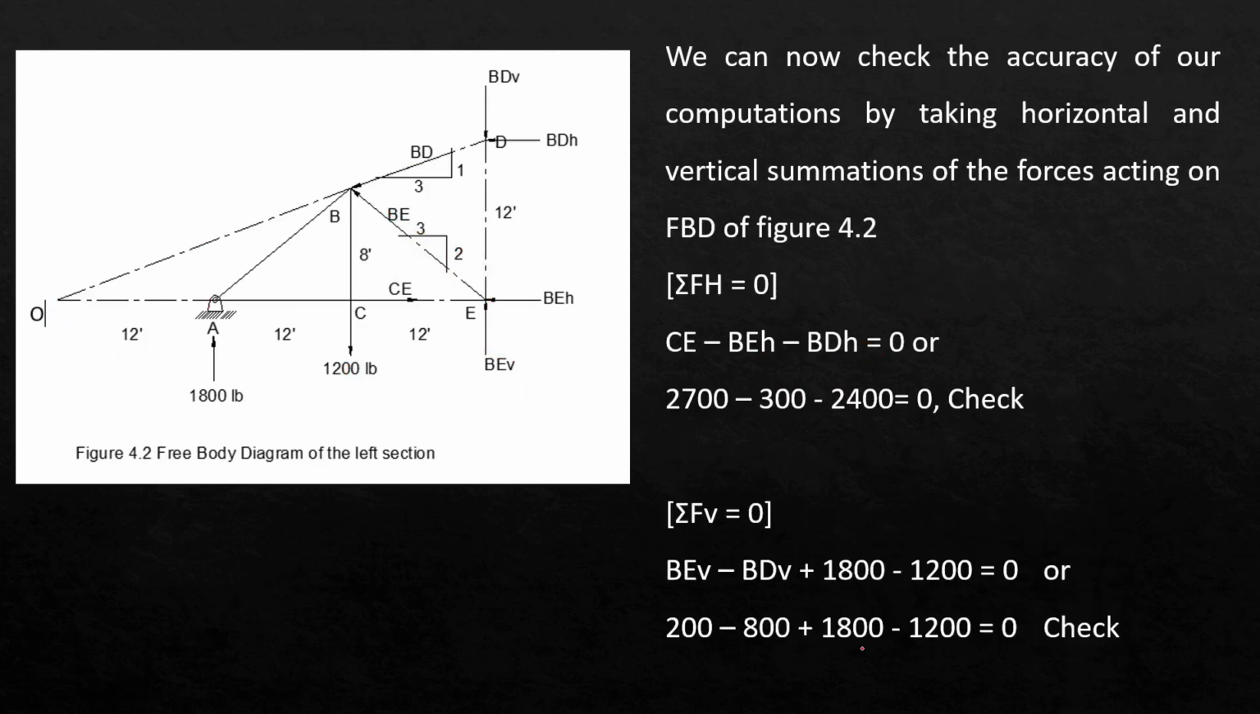Now we can check if our calculations are correct. For all the horizontal components, you have here CE minus BEH minus BDH, with the relationship of the ratio and proportion that we had in the earlier slide, meaning this is equal to 0, so it's in equilibrium, that's one. And our calculation is correct. Similarly, for the vertical component, you have BEV here, and then BDV minus because it's here, and then 1,800 going up, 1,200 up as well. Then we have it equal to 0, meaning our calculation is correct.